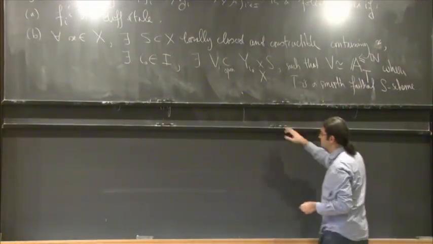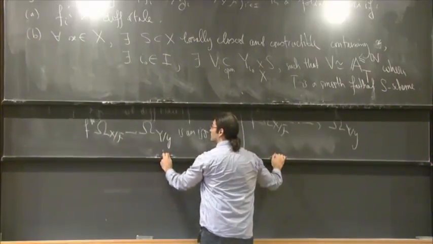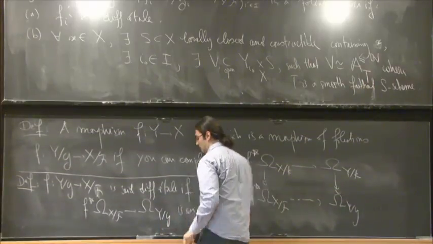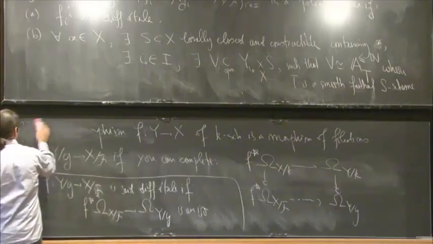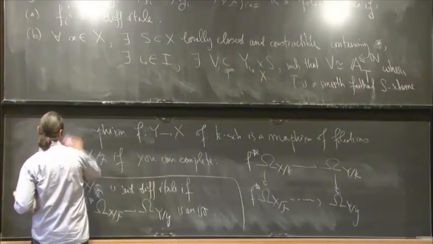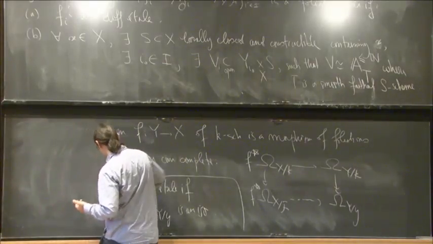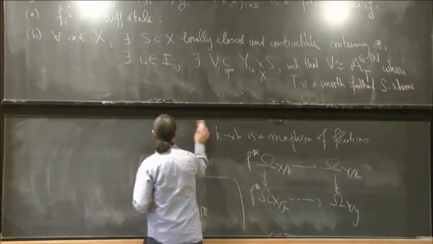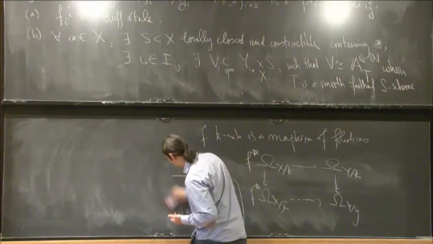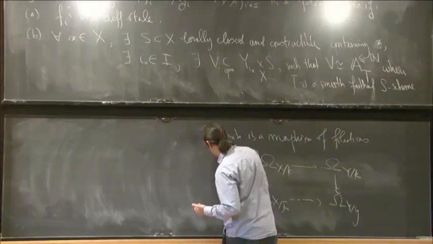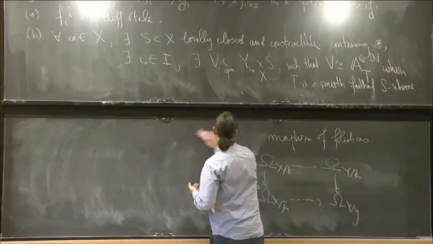And so for instance, this condition would imply that the topos is coherent, in the sense that every cover can be refined by a finite family, at least if X is quasi-compact. So maybe I want to give a picture of what is the idea behind this definition.